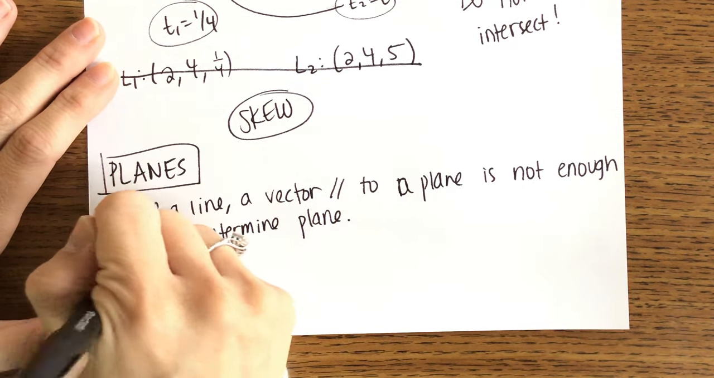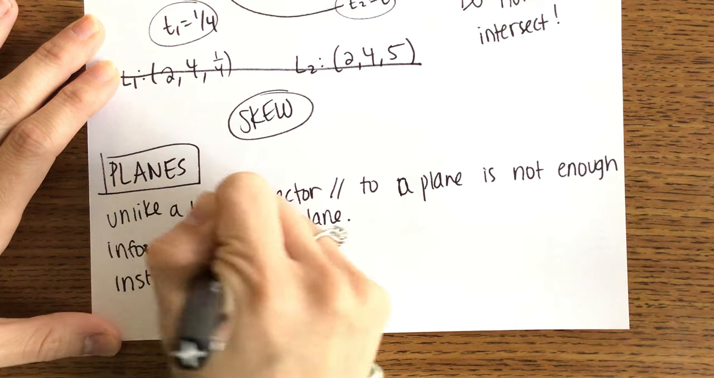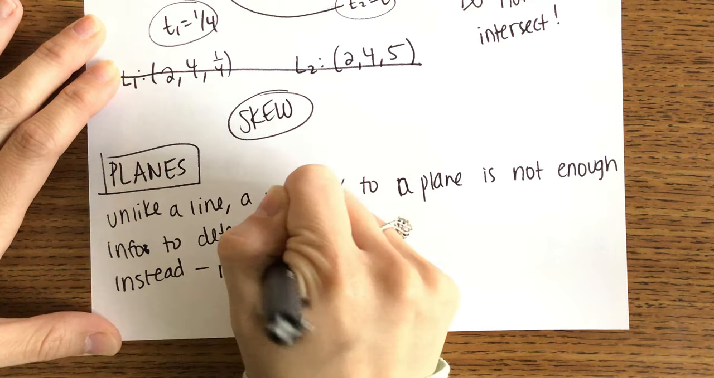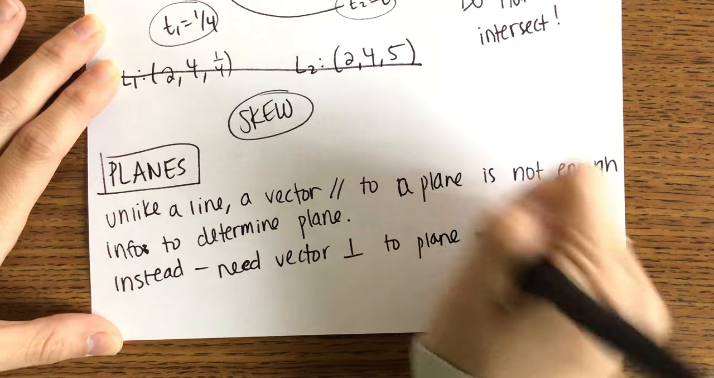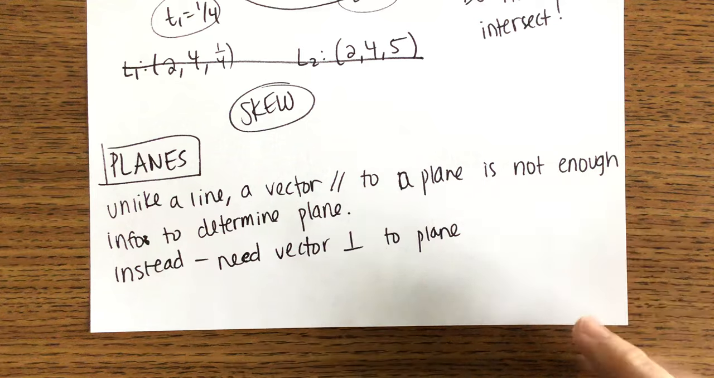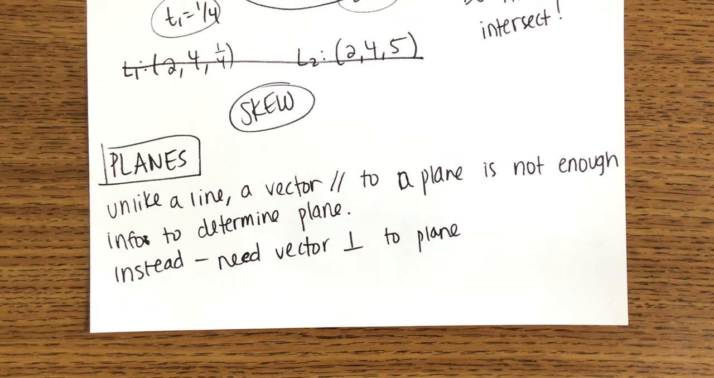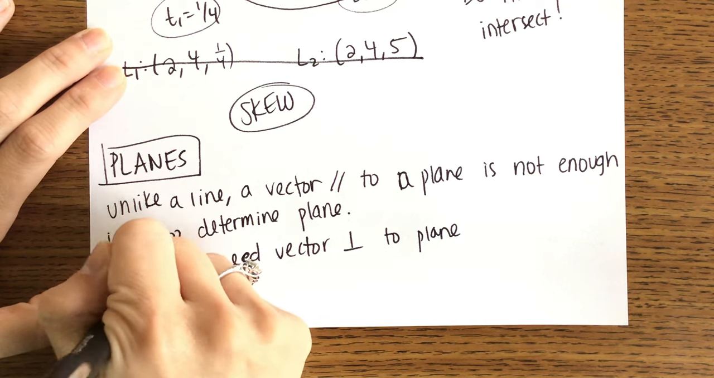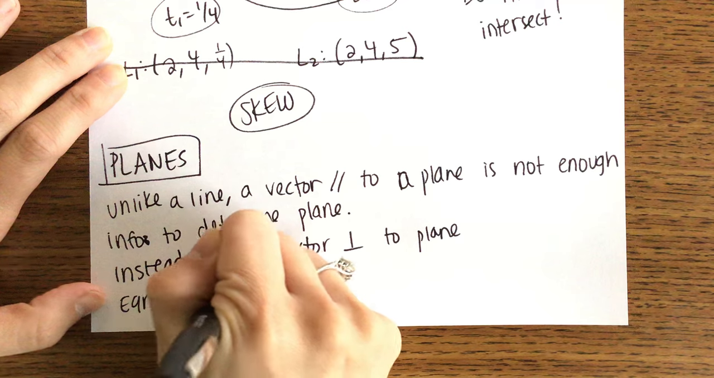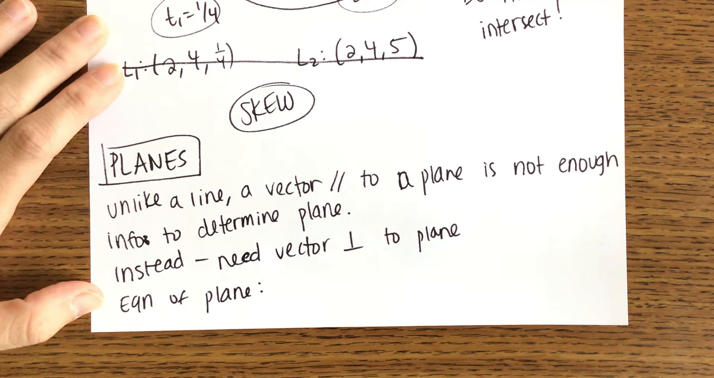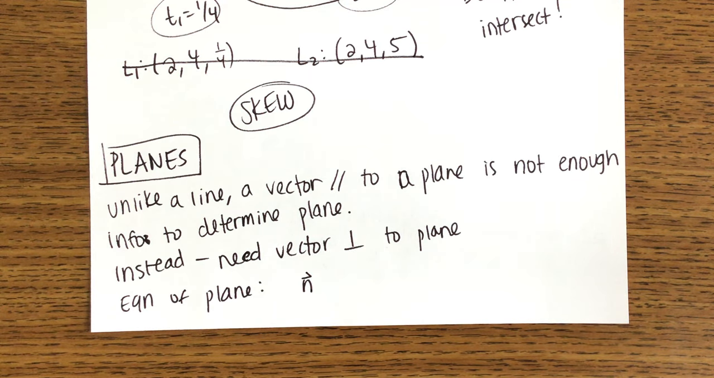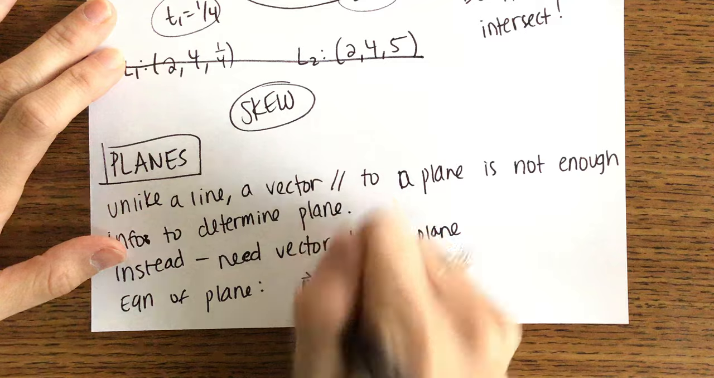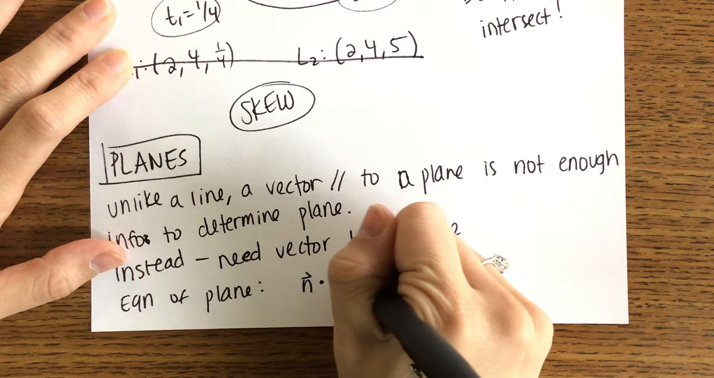So instead, you need a vector that is perpendicular to the plane. That's the biggest difference. With a line, it has to be parallel. With a plane, it has to be perpendicular. So here's going to be our equation of the plane. You are going to take n, which is called the normal vector, a vector perpendicular to the plane, and dot it with r minus r naught.